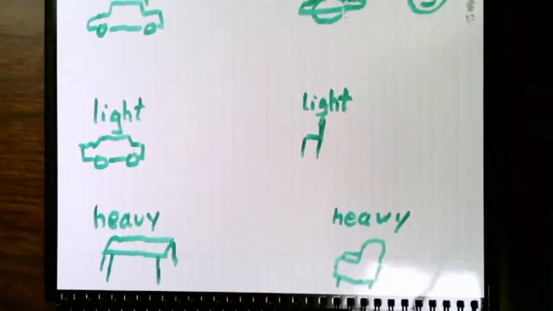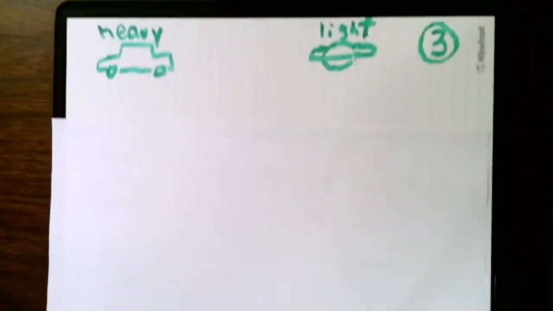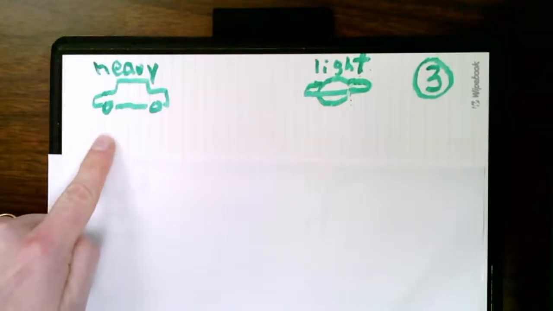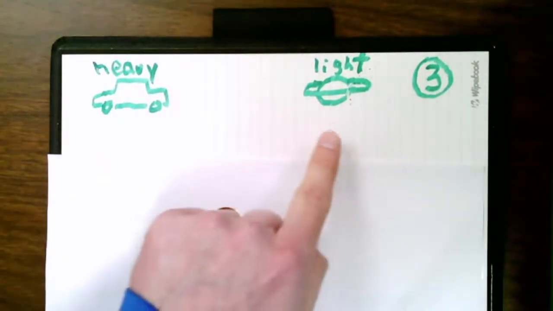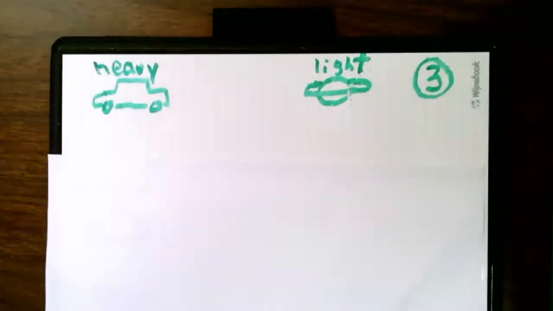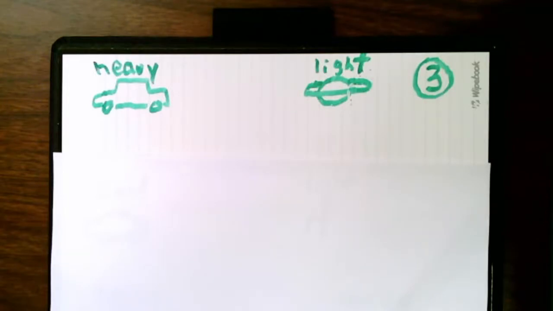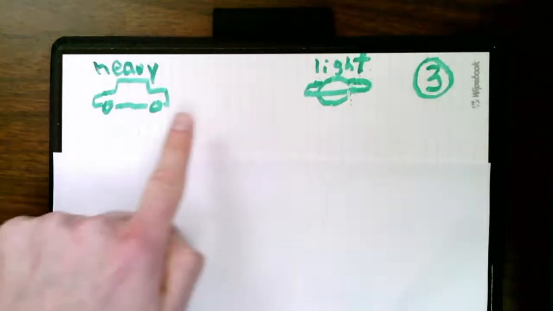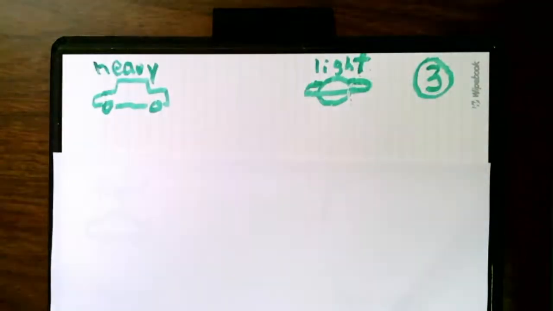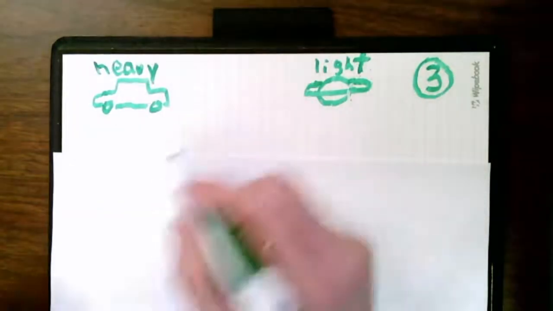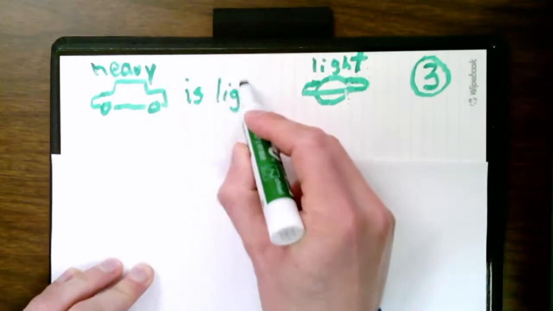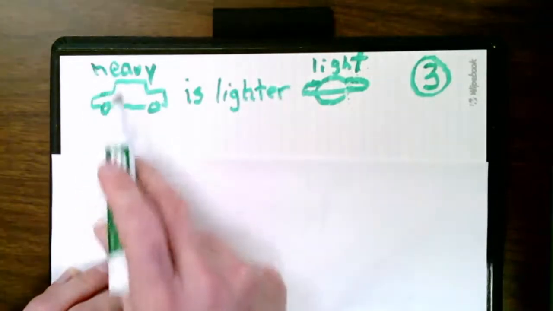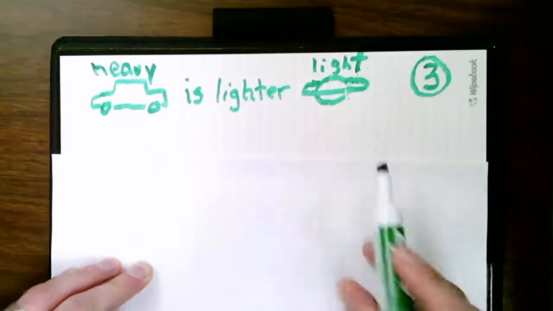Let's think about something very interesting. Imagine I had a heavy car. Cars are different weights. Some are lighter and some are heavier. This is a heavy car. Imagine I had a light planet. Earth is a planet, and I drew Saturn or something here, but imagine I had a light planet. Which would be heavier? Would the car be lighter than the planet, or would the car be heavier than the planet? And the answer is that, wow, a heavy car is lighter, L-I-G-H-T-E-R. A heavy car is lighter than a light planet.